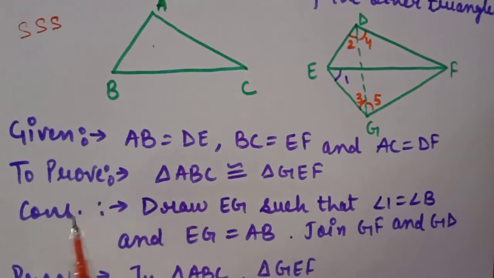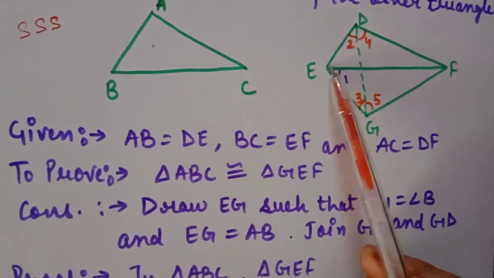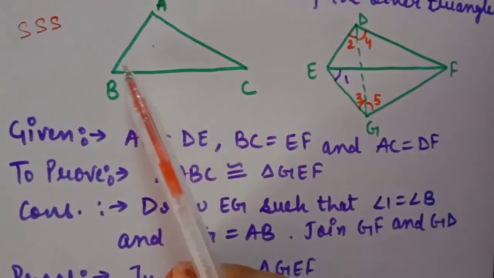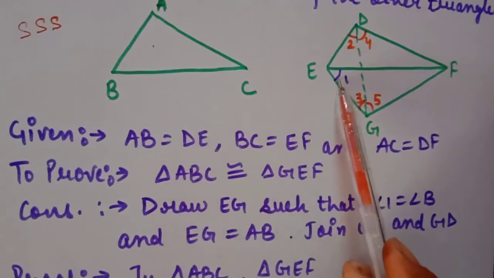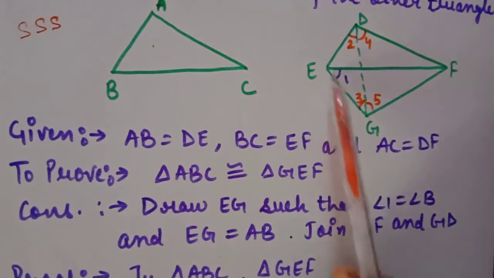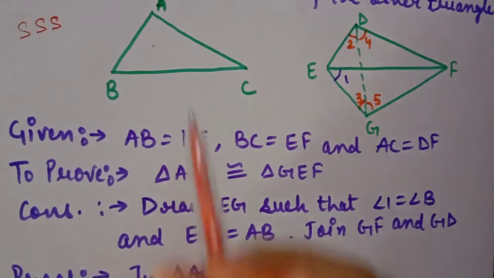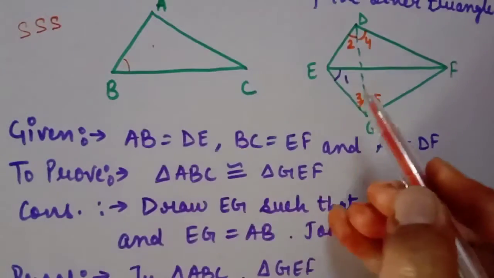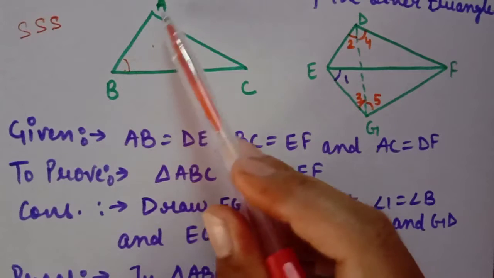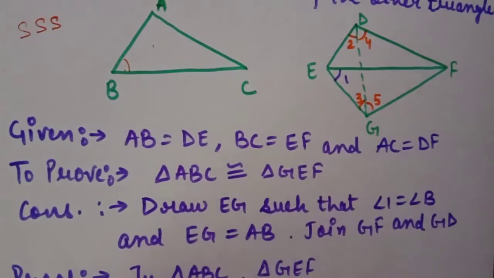What is this construction? Draw EG such that angle 1 and angle B are equal to each other, and EG and AB are also equal to each other. So what did we do? We did a construction like this, such that this angle 1 and this angle B are equal to each other, and side AB and EG are equal to each other by construction.